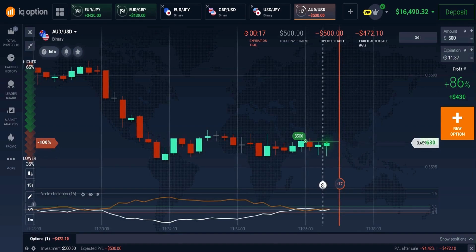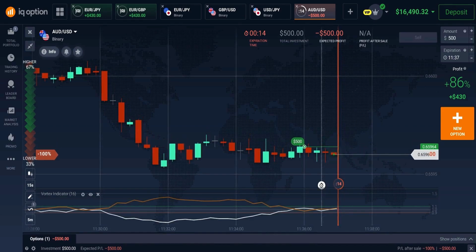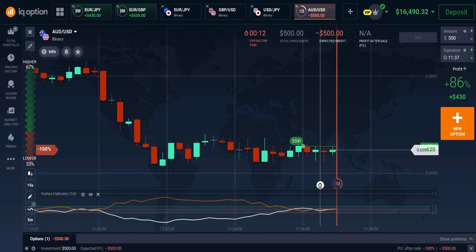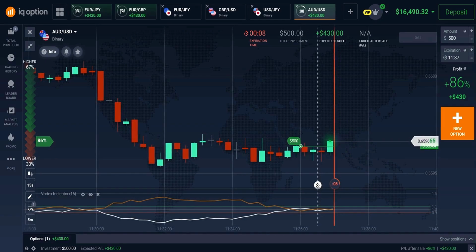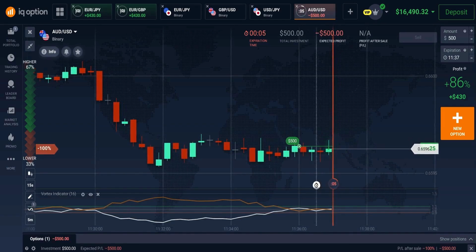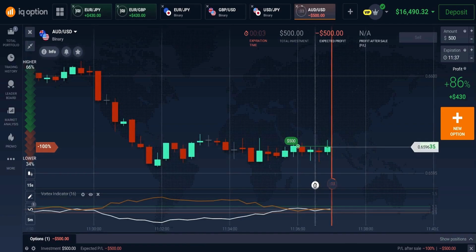But I'm still going to take this trade, just for educational purposes, to show you what a bad setup looks like. It's important to learn from both good and bad examples, so you can trade smarter and avoid common mistakes. All right, the trade is closed.